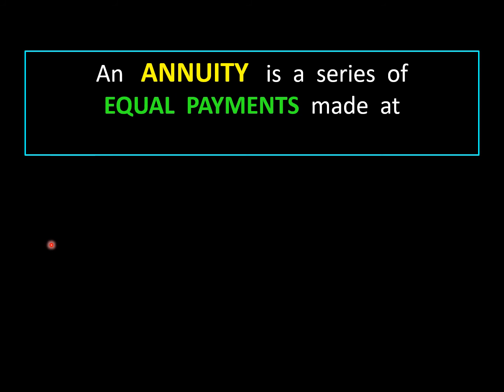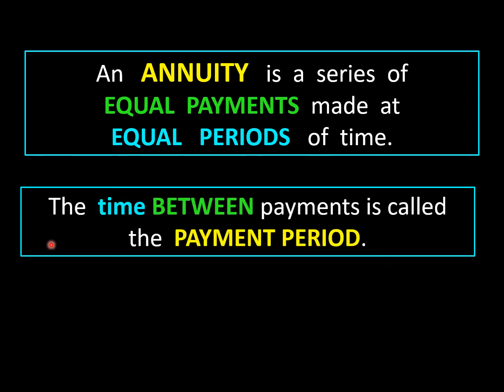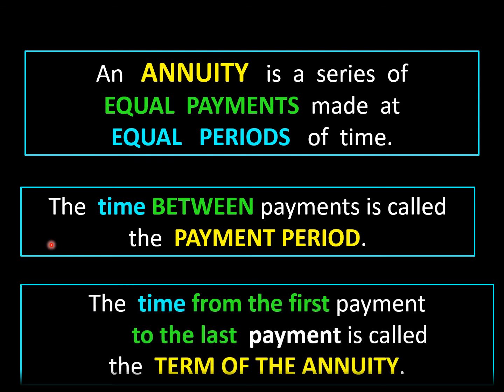Let's go over some definitions. An annuity is a series of equal payments made at equal periods of time. Then the time between payments is known as the payment period. And the time from the first payment to the last payment, that's known as the term of the annuity.